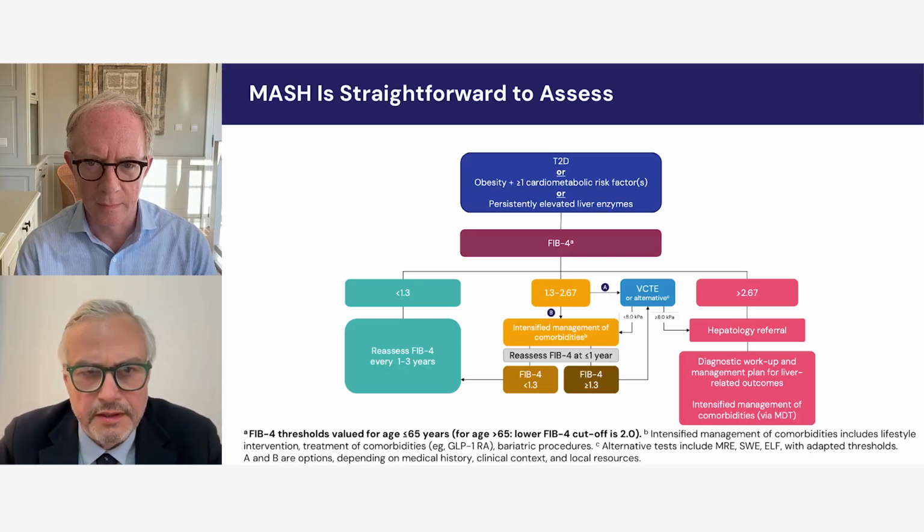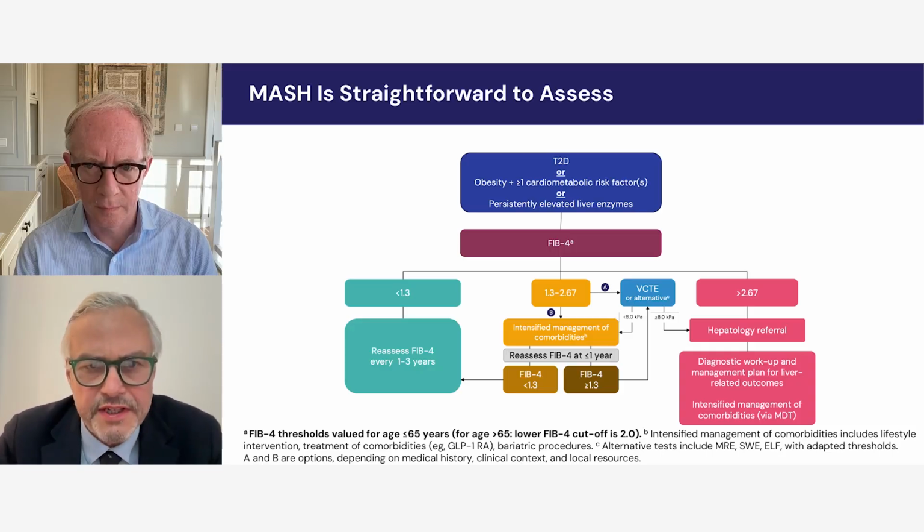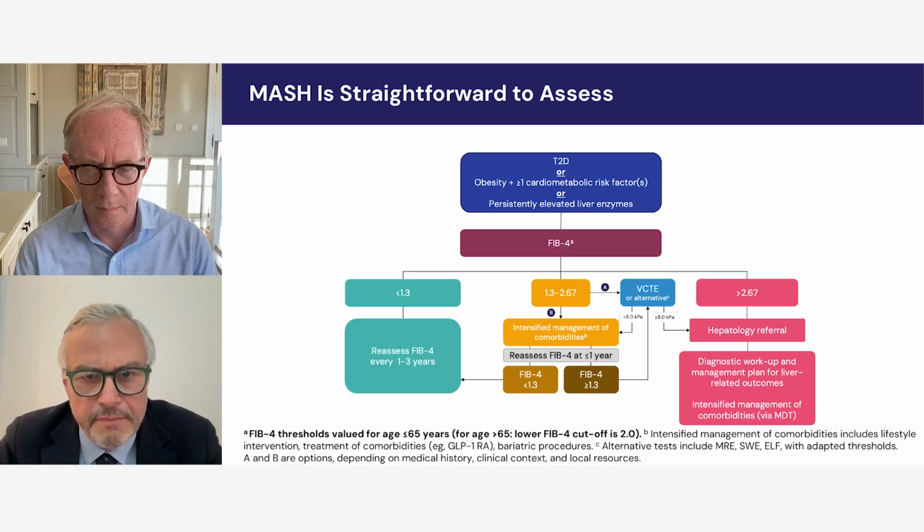For this reason, it's very important to assess those patients who are at risk for MASLD. In this EASL guideline, as you can see in the slide, those patients with type 2 diabetes or obesity plus one cardiometabolic risk factor, or persistently elevated liver enzymes, need to be assessed for the presence of MASLD. How can we assess the presence of MASLD? Using non-invasive methods. We are going to discuss these non-invasive methods, using serological and physical methods to estimate the presence of MASLD.